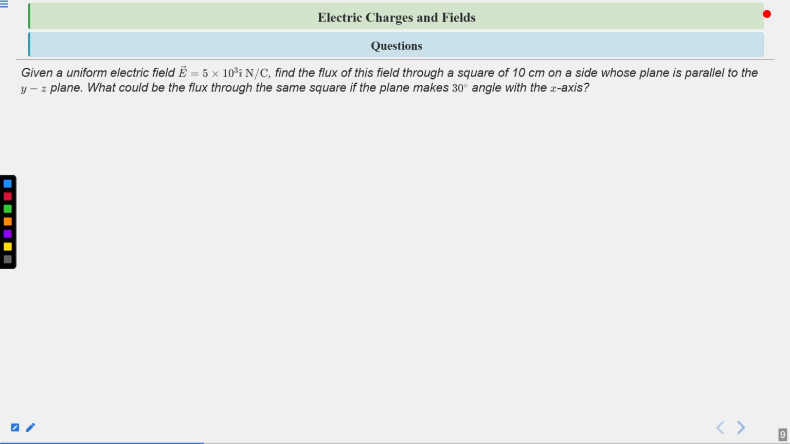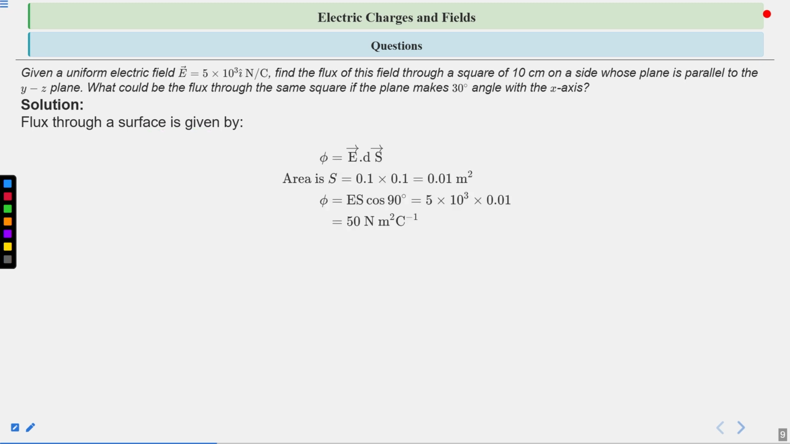So to calculate the flux through a surface is given by this one, phi equal to E dot ds, where E is electric field, ds is area element. So here the shape is given, that is square. So what is the area of square? Side into side. So area is equal to 0.1 into 0.1 is equal to 0.01 meter square.